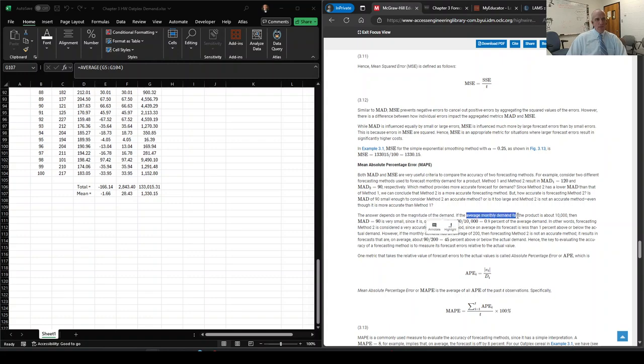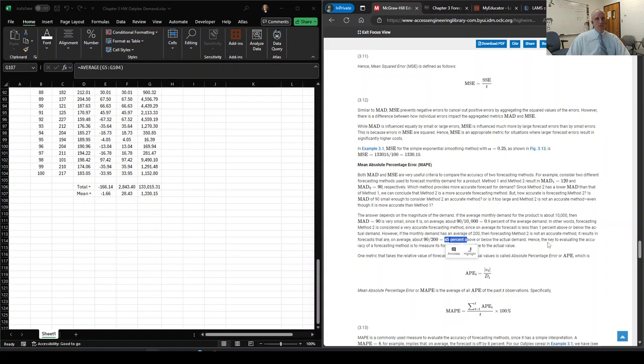If the average monthly demand for the product is about 10,000, then an MAD of 90 is very small. So this is 0.9%. Forecasting method 2 is considered a very accurate forecasting method, since on average its forecast is less than 1% above. It's talking about the 1 and 2 here. However, if the monthly demand is an average of 200, then forecasting method 2 is not an accurate measure. Its forecasts are about 45%.